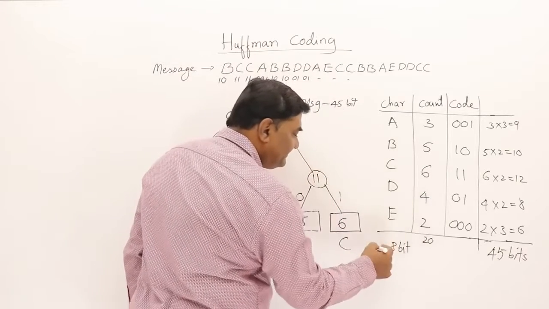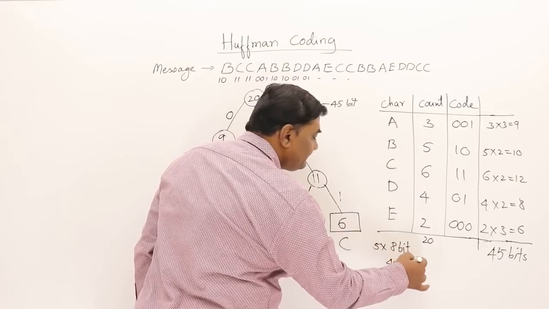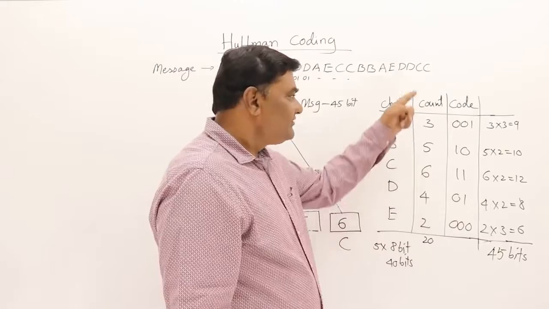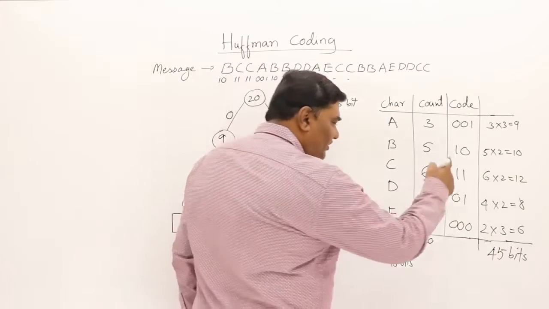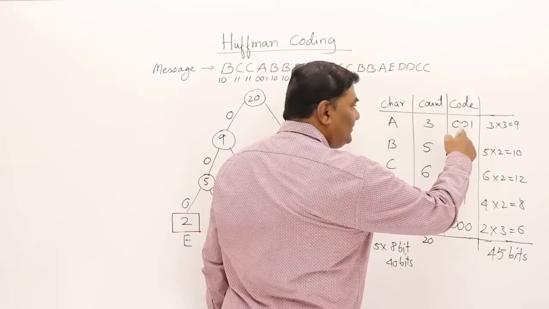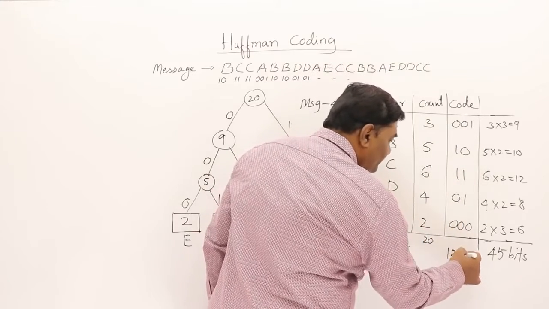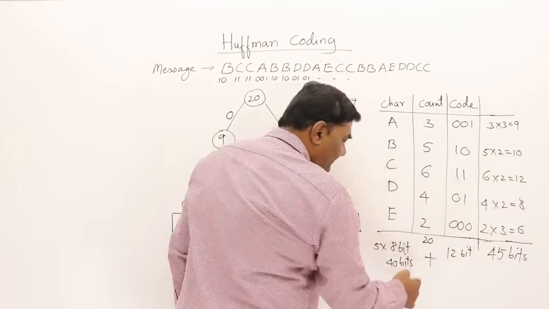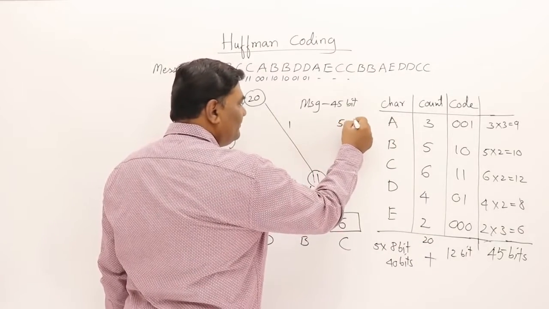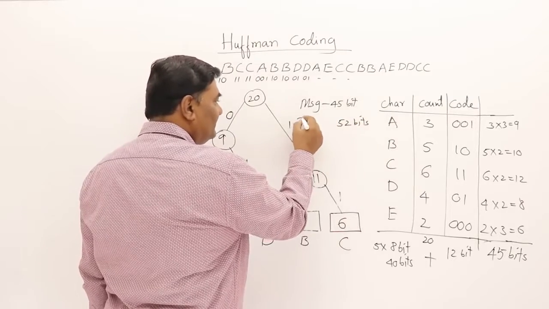How many alphabets are there? 5. So this makes how many? 40 bits. Then the codes also I should send. These codes, when they are stored, how many codes are there? 5 codes, but what is the number of bits? 1, 2, 3, 4, 5, 6, 7, 8, 9, 10, 11, 12. So this forms 12 bits. Together, this 40 plus that 12, so 52 bits are required for the tree or table.